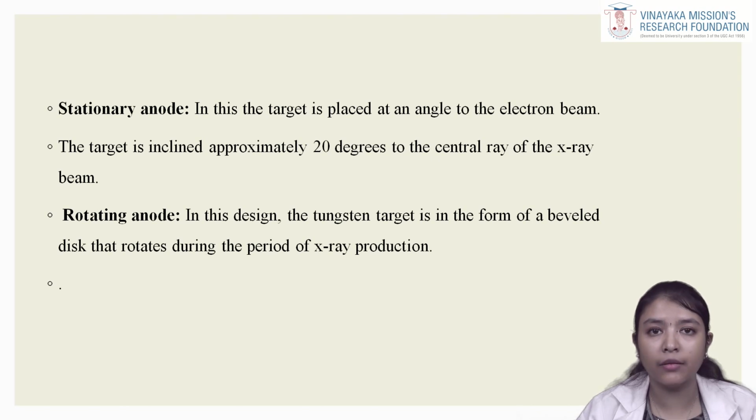Stationary anode is nothing but an anode that remains static in one position and is directed at an angle of 20 degrees, and the central ray is targeted towards that area. And rotating anode is designed as a beveled disc that rotates during X-ray production.